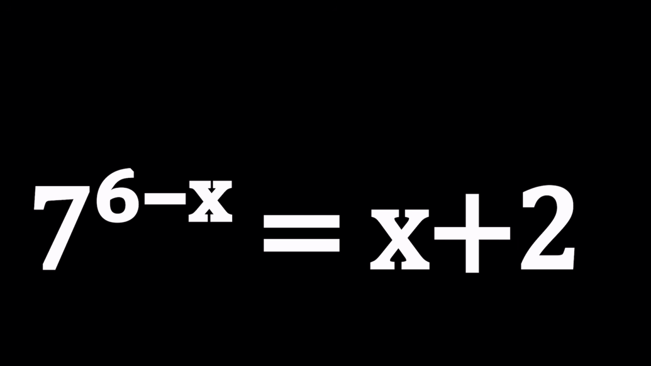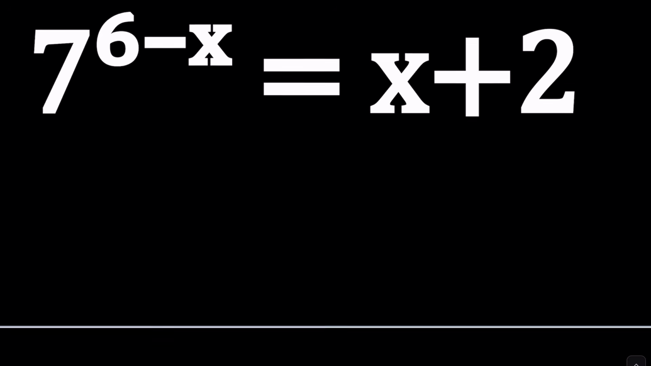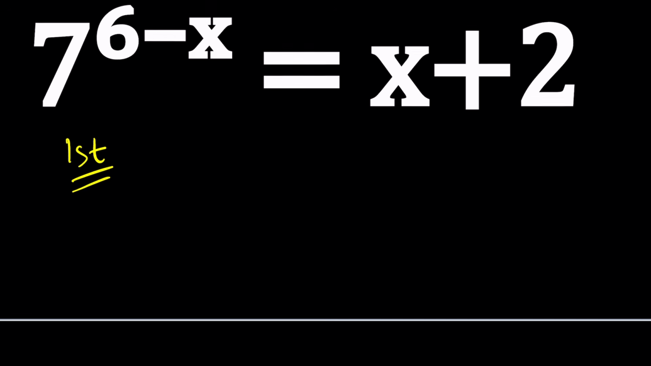Okay, one of the things we can do is look at the graph of these functions and try to estimate and then test it out, or as I'm going to show you with my first method, we can also use a special method, which is very special, by the way. So let's go ahead and explore that first. So we have this expression 7 to the power 6 minus x equals x plus 2.